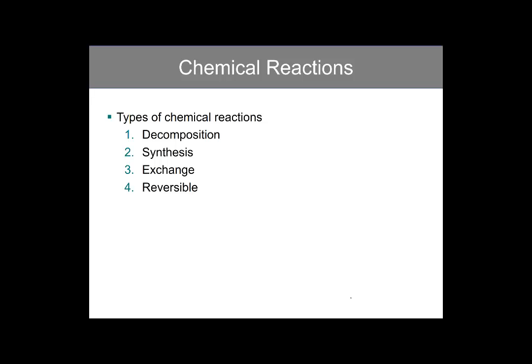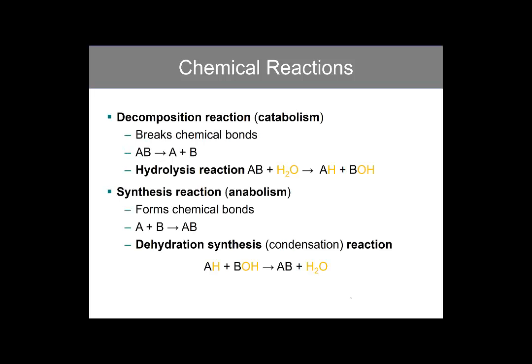There are four main types of chemical reactions that we utilize in anatomy and physiology. Here they are listed. In a decomposition reaction, your reactant is AB and it yields A plus B. So you actually have a decomposition, a breaking down, a catabolic reaction, one that destroys.